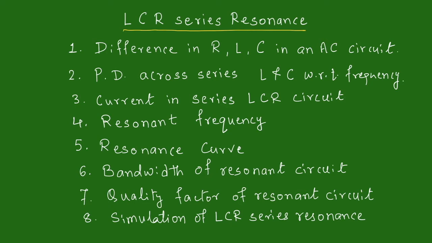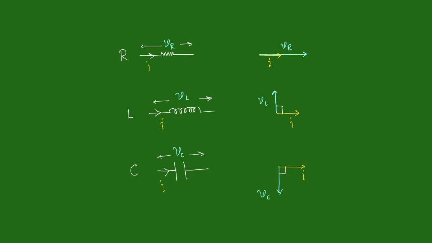Let us now see the difference in functioning of resistor, inductor and capacitor when they are connected in an AC circuit. We know that potential difference across a resistor is given as I into R, and hence current flowing through the resistor will always be in phase with potential difference developed across it. Here we can then show current as well as potential difference across a resistor along the same axis, and we are showing here along positive x-axis.